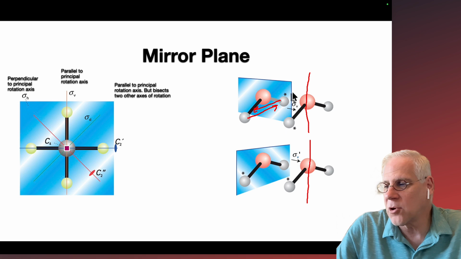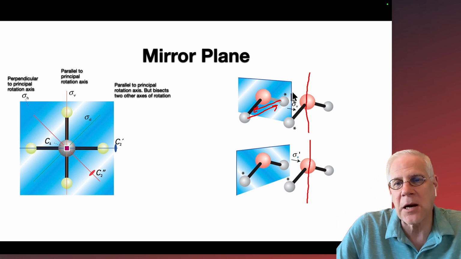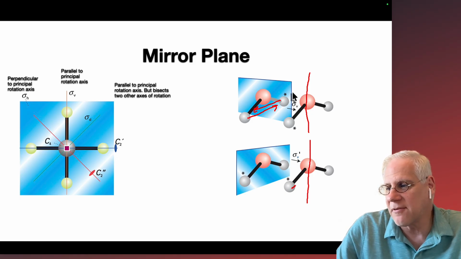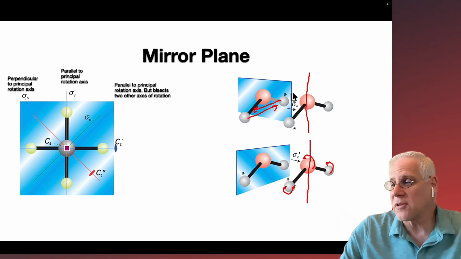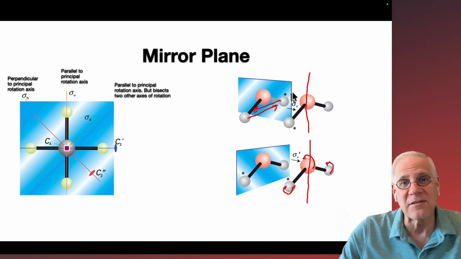I can also have a mirror plane that just cuts the entire molecule in half, all of the bonds and all of the atoms in half, and that just reflects this half of this atom onto the other half, this half of this atom onto the other half, and this half of this atom onto its other half. So we have two mirror planes there. We denote that just with a prime. So we have sigma V and a sigma V prime.